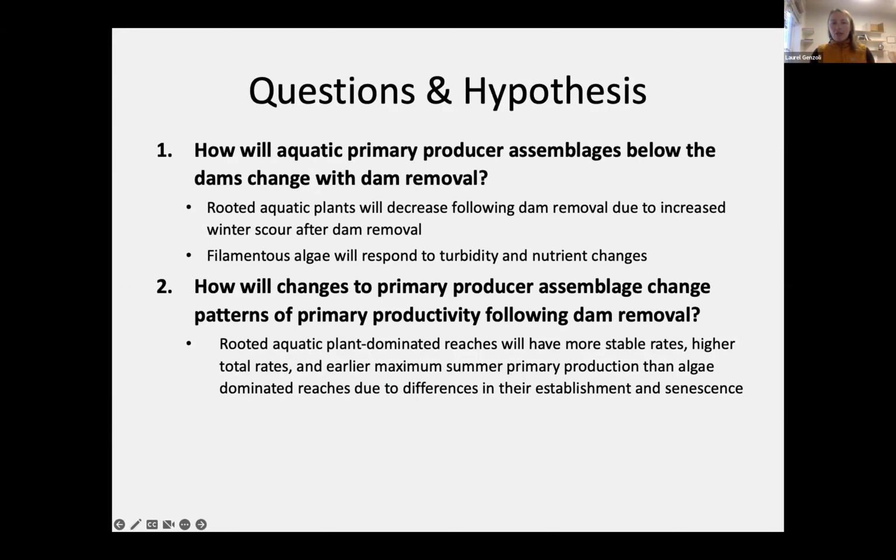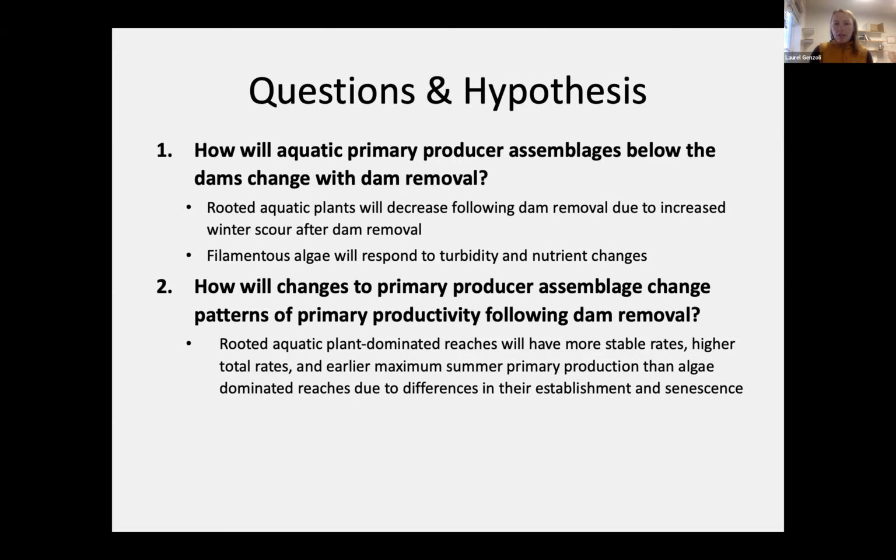And we're kind of lacking directionality still on what we're expecting there. I'm also asking, how will changes to primary producer assemblages change patterns of rates of primary production following the dam removal? So here I'm starting to get into this idea that when you have a lot of rooted aquatic plants, we're going to see different patterns of production in the summer.